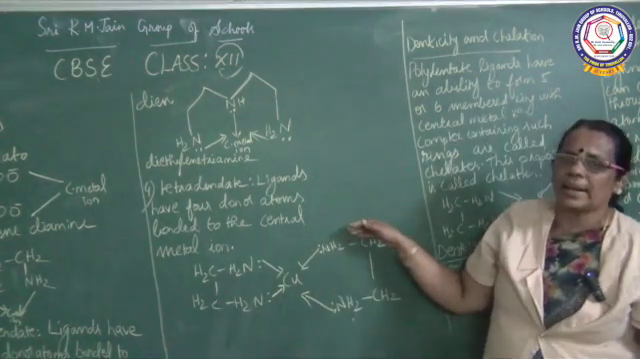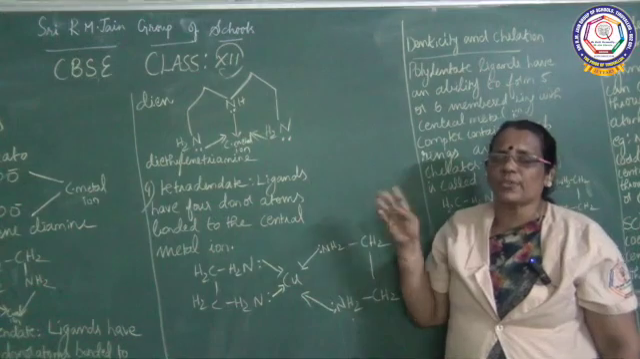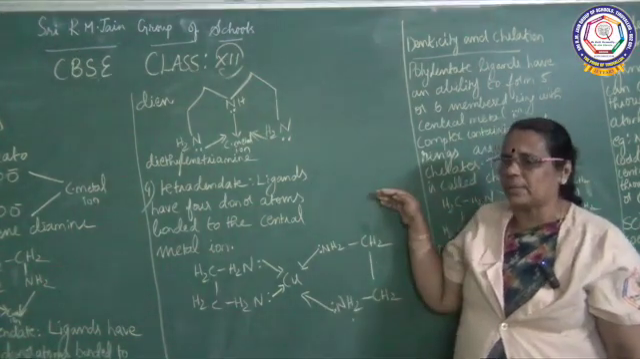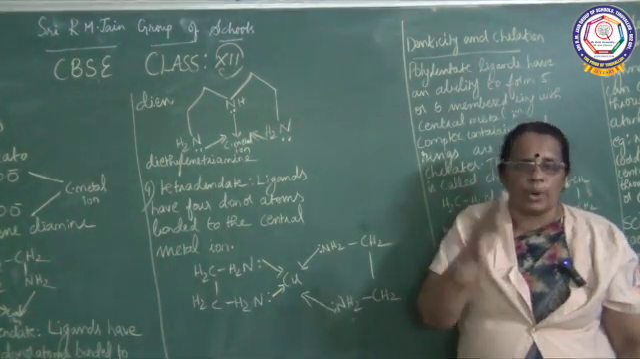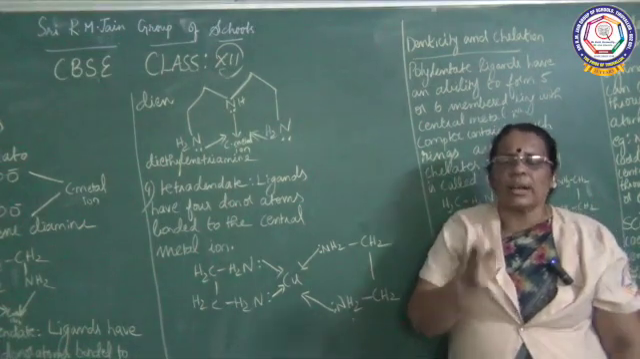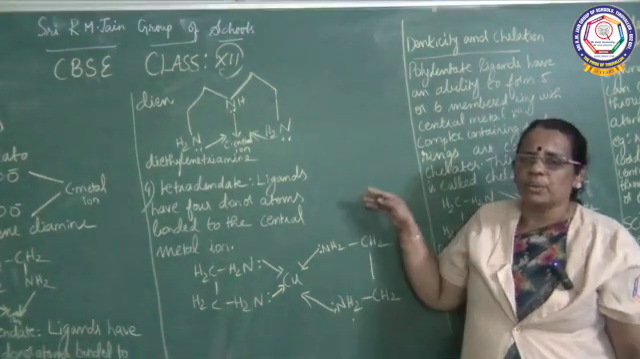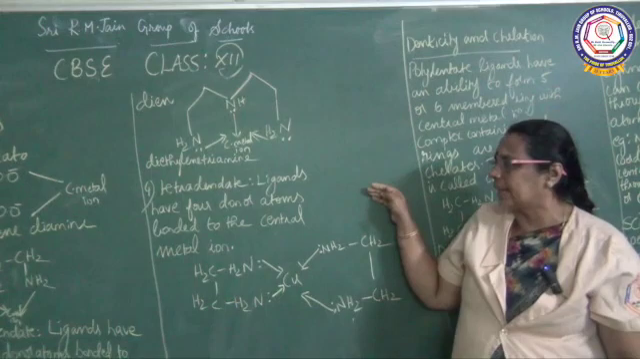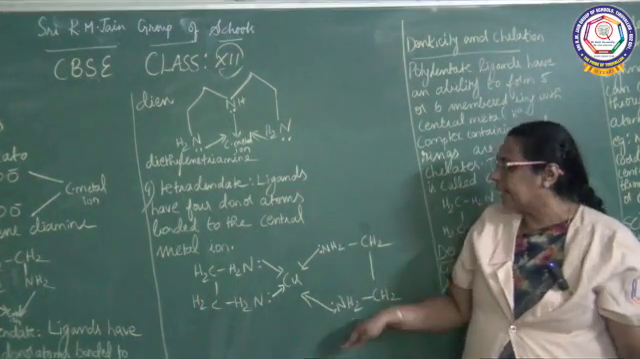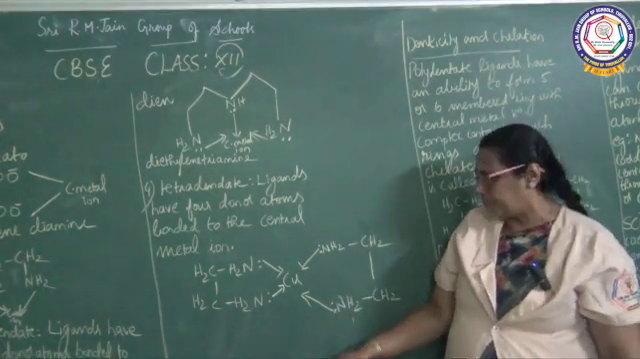The next one is the tetradentate ligand. When a ligand has four donor atoms bonded to the central metal ion, each donor will donate an electron pair to the central metal ion. We can call it a tetradentate ligand. For example, they have given an example here.